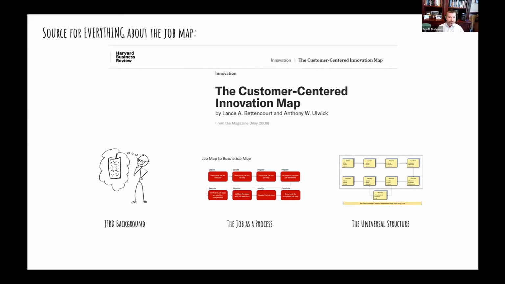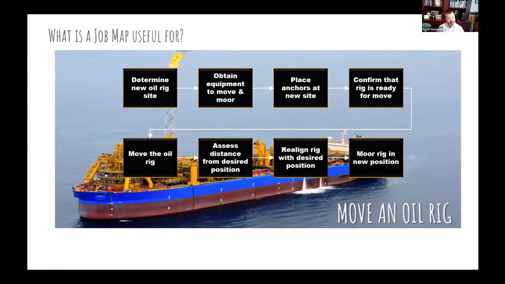Okay, so with that, let's ask this question. Why? What's the purpose of a job map? What is it useful for? What you see here is an extremely simplified version of a job map I created for a real situation, a pretty cool assignment working with these companies. They anchored oil rigs in the North Sea, so I got to travel to Scotland. It's pretty cool. But anyways, their job was to anchor these oil rigs, and as part of that, they were performing the job of moving oil rigs.